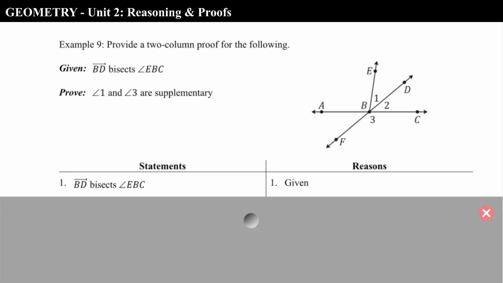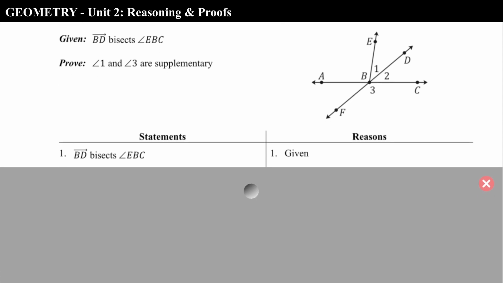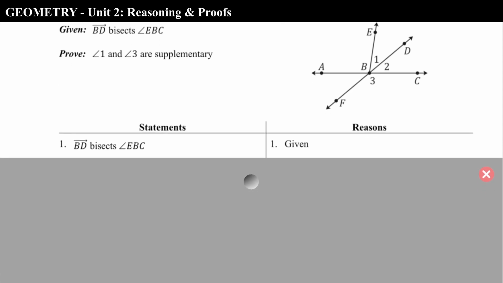All right, let's take a look at example 9. We're going to provide a 2-column proof for this. I'm going to scroll it up just a little bit so we have enough space. So ray BD, which is right here, bisects EBC, which is this angle. So if this ray bisects this angle, then we are given 2 equal angles, that being angle 1 and angle 2.